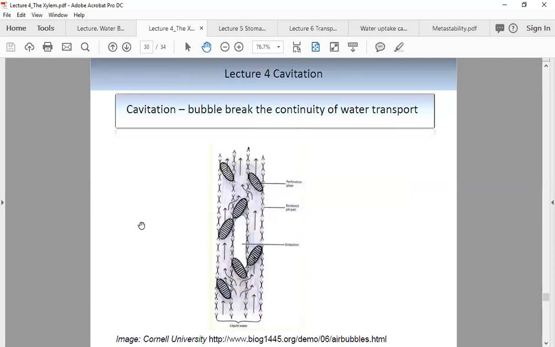So air bubbles can be introduced in that way in cases of severe soil water deficit. In particular, when the pressure difference across the pit is great enough to overcome the capillary force that's occurring in the xylem itself. This is called air seeding, the introduction of an air bubble into the xylem.